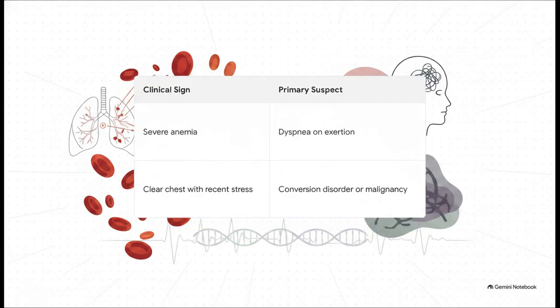But hey, what if you listen to the lungs and the chest is totally clear? You must immediately widen your gaze. A clear chest with dyspnea on exertion should literally make you look at the blood, specifically severe anemia. The lungs are working just fine, but there's just no hemoglobin to actually carry the oxygen. Furthermore, if you have a patient with a perfectly clear chest, severe breathlessness, and recent significant stress or anxiety, you've got to consider concealed systemic issues. Things like a hidden malignancy or even psychogenic issues like a conversion disorder.